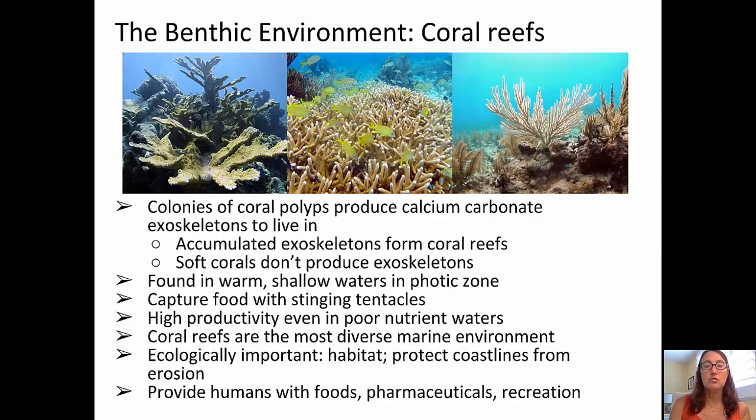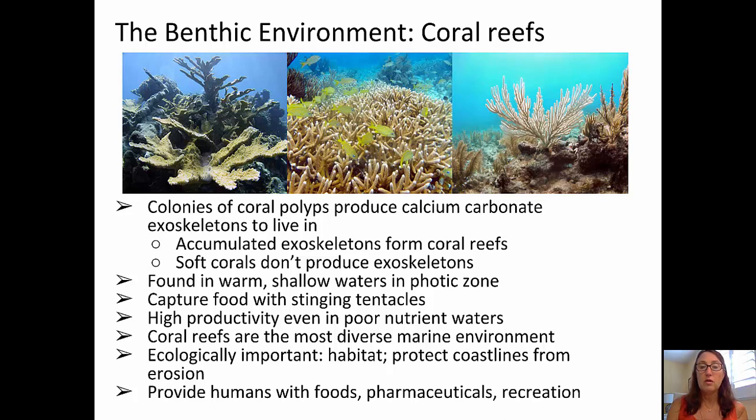Moving on to talk about coral reefs, so part of the benthic environment. Corals are colonies of animals. They're not plants. Coral polyps produce calcium carbonate exoskeletons that they live in, and an accumulation of those exoskeletons forms a hard coral reef. Soft corals don't produce the exoskeletons, and you can see an example of a soft coral in the picture on the right side.